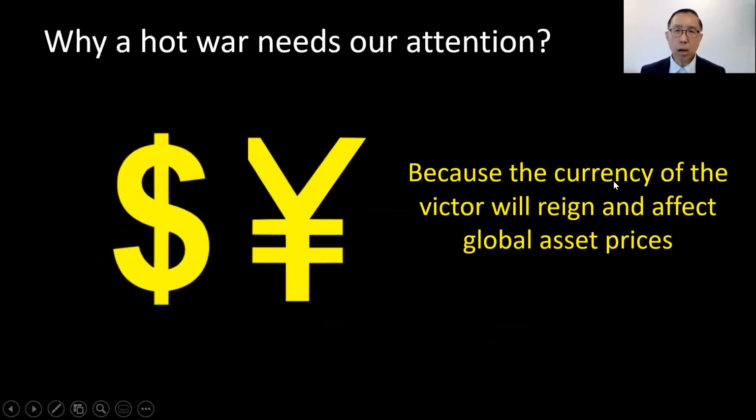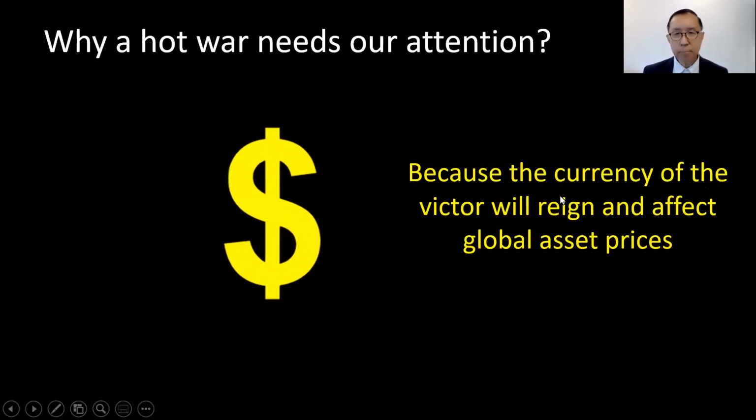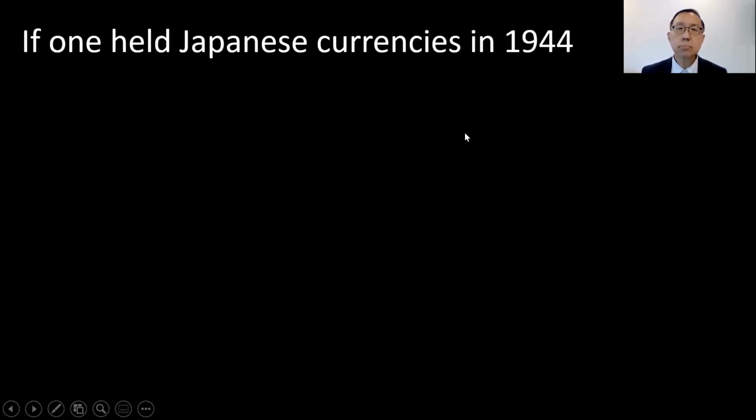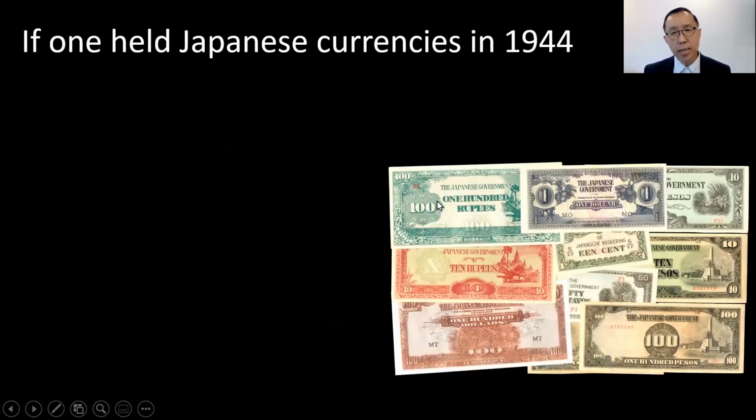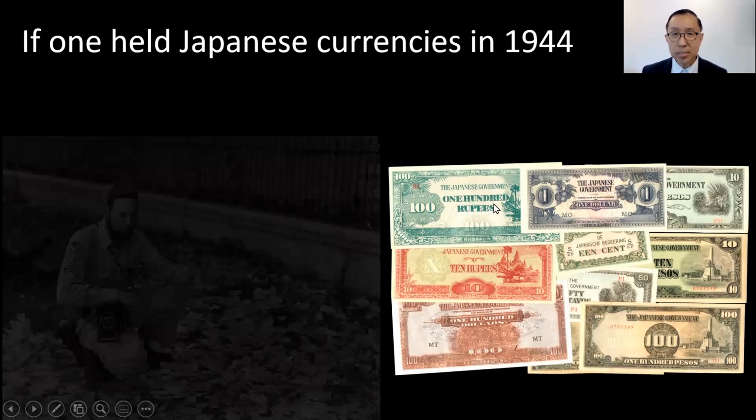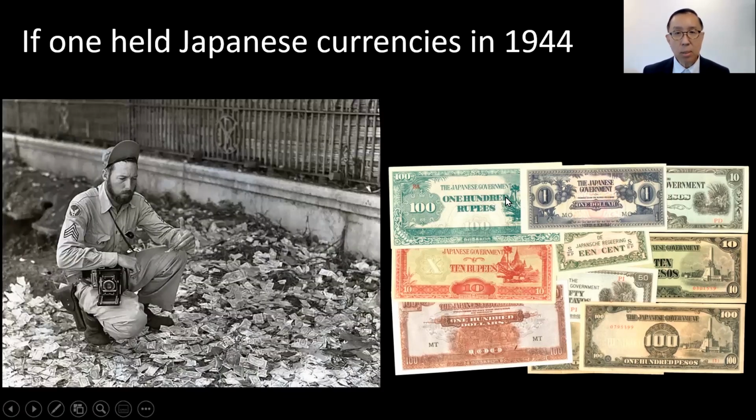Why am I talking about a hot war? Well, it's very simple. The currency of the victor will reign and affect all global asset prices. That's why I'm talking about a hot war. For instance, in 1944, if you were to hold Japanese occupation currency, you might feel rich. But one year later, when the Japanese are defeated, your Japanese currency becomes useless. So that's why we look at a hot war and who might win.